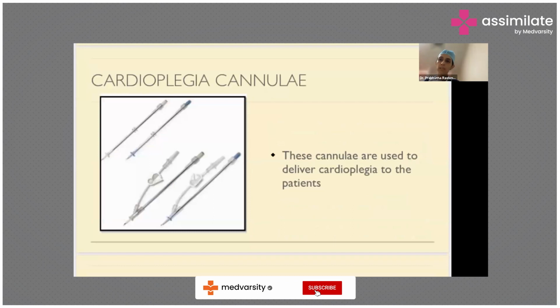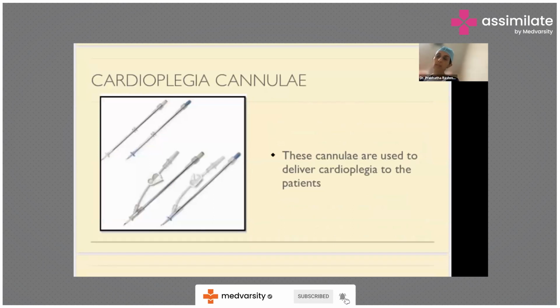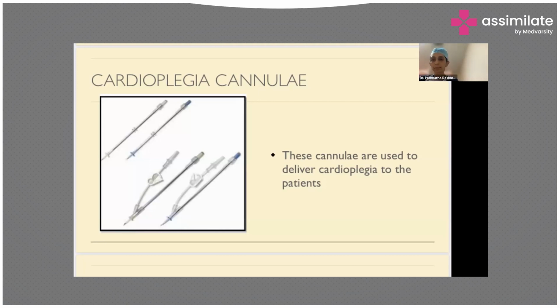So this is the cardioplegia cannula. So cardio is heart, plegia is to paralyze. So we need to stop the heart to achieve electromechanical quiescence. So there should be no electrical activity. There should be no mechanical activity of the heart. To achieve that, we need to give a solution called the cardioplegia solution, for which we need to give that solution through a particular cannula. So these are the cannulae which we use to deliver cardioplegia to the patients.